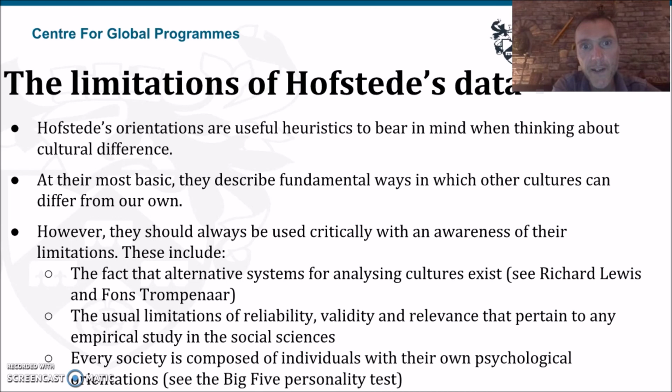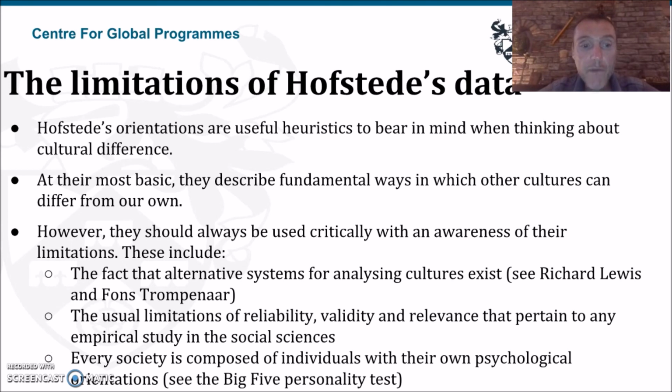So at their most basic, they describe fundamental ways in which other cultures can differ from our own. However, they should always be used critically with an awareness of their limitations. These include the fact that alternative systems for analysing cultures exist, so you can point students in the direction of the work of Richard Lewis and Fons Trompenaars. Second, the usual limitations of reliability, validity, and relevance that pertain to any empirical study in the social sciences. So it depends how big his sample size was, it depends on the validity of the statistical tools that he used in order to come to his inferences, and it depends on when the data was collected and when it was analysed.